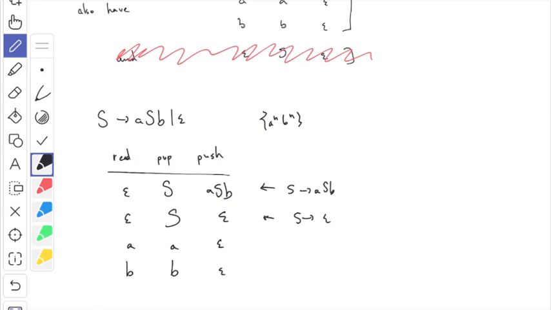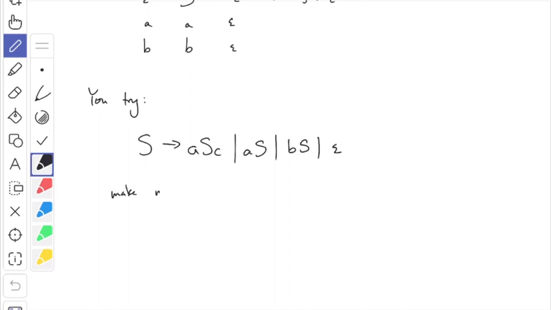Okay, I would like you all to try. Let's try make a stack machine out of this. This grammar has like one big line in it. S goes to ASC or AS or BS or epsilon. So your job, make a stack machine.